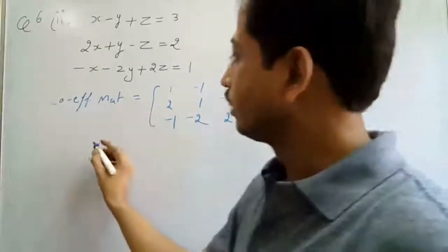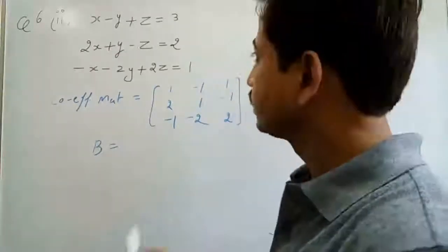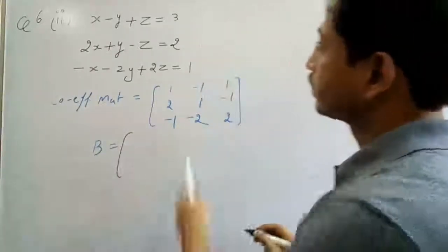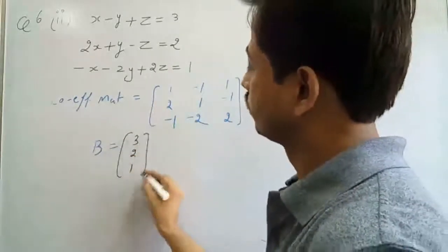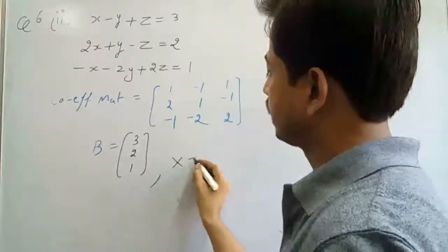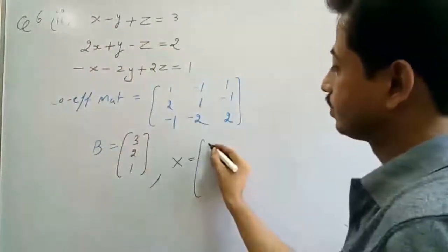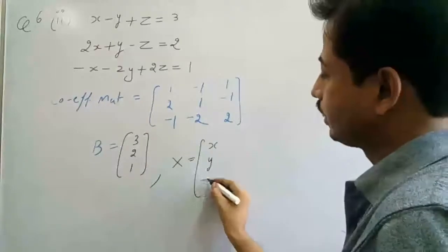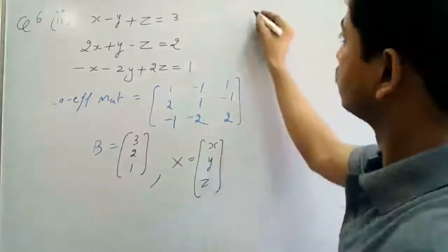Then we have to write the constant matrix. And what is the constant matrix? The constant element matrix is 3, 2, 1. Then we have to write the variable matrix. The variables are x, y and z.